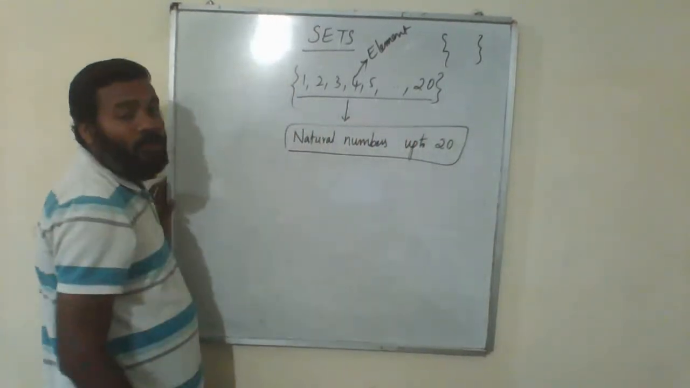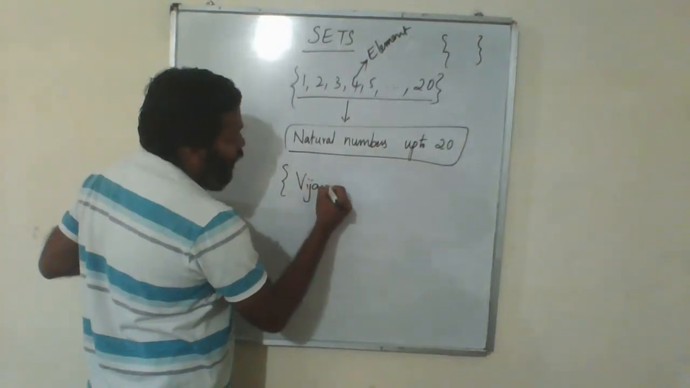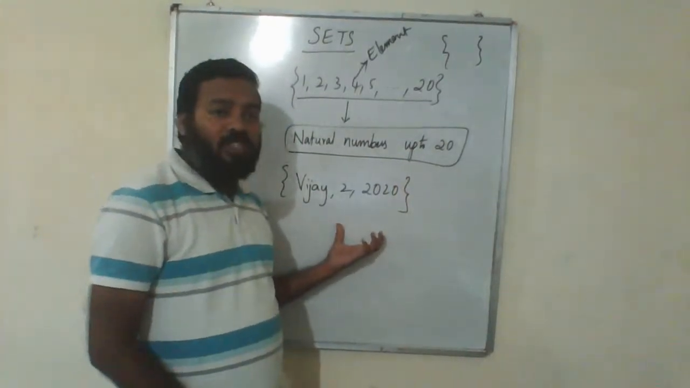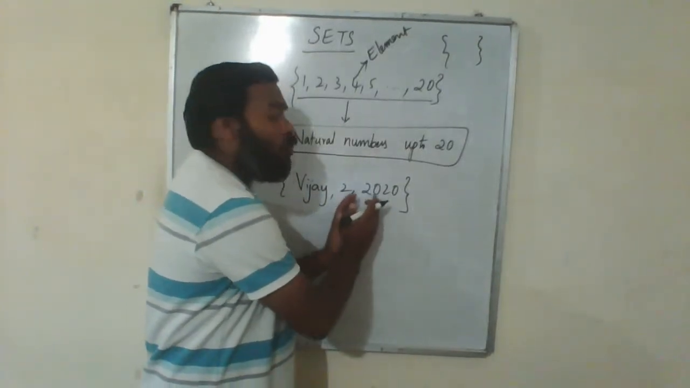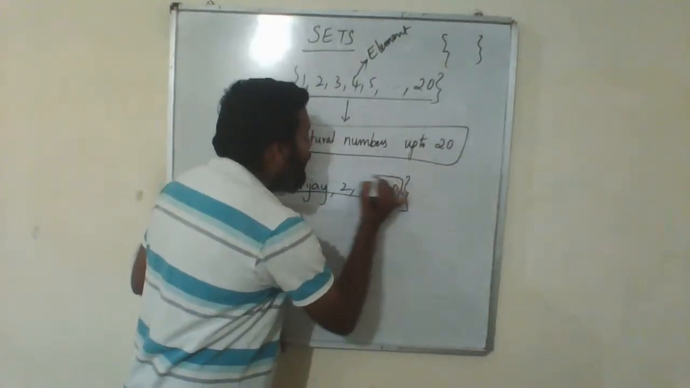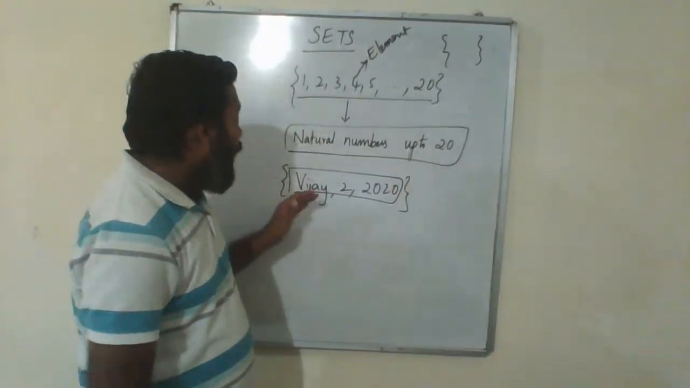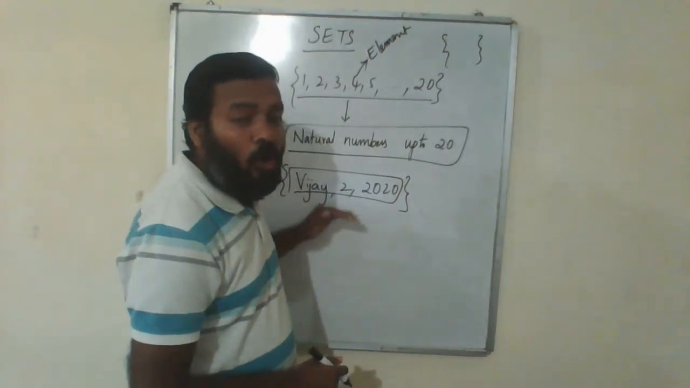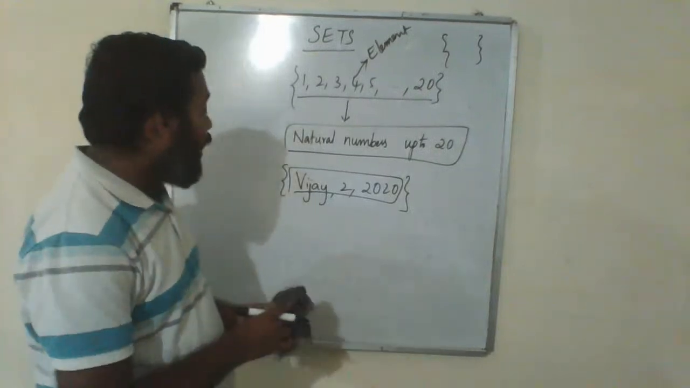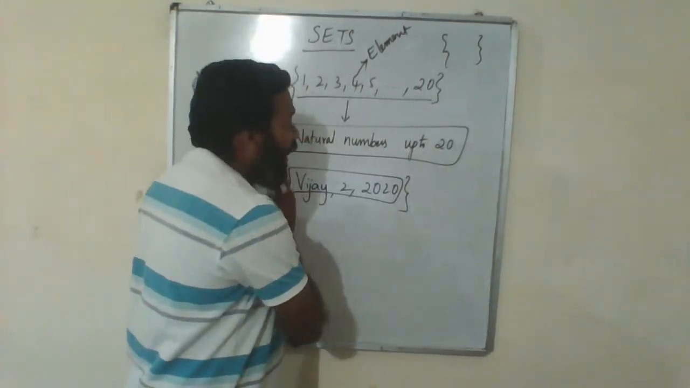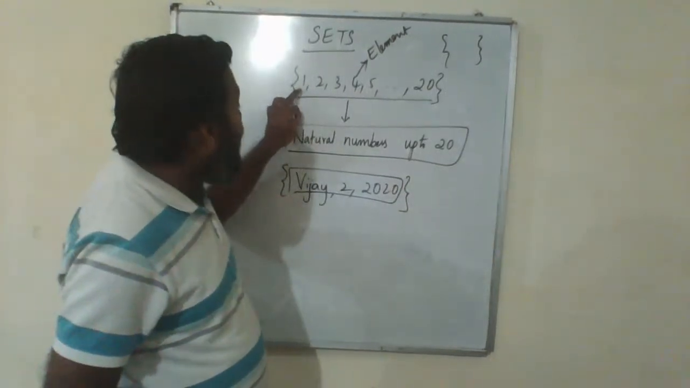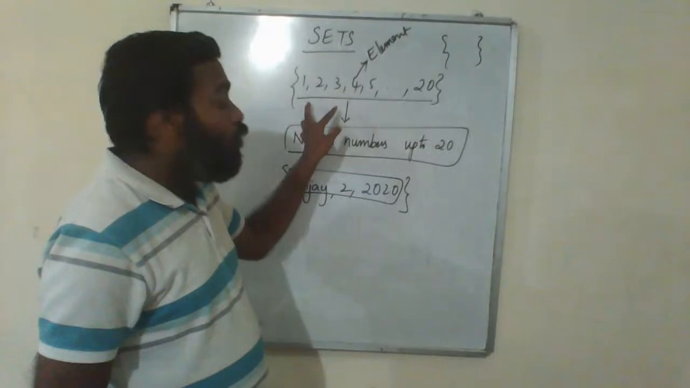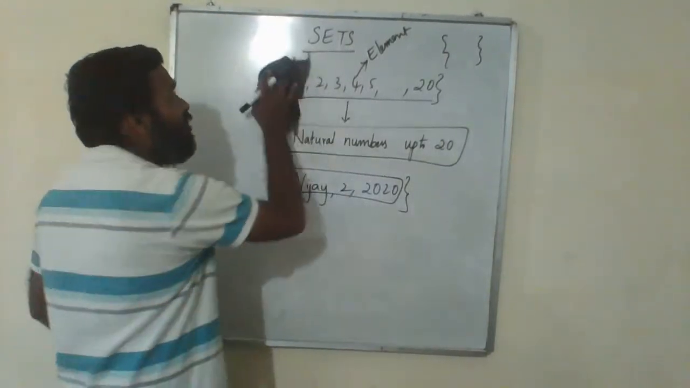The set should have a common rule. If I am writing Vijay, 2, 2020, there is no common rule for this. Vijay is an element of this set, 2 is an element of this set, 2020 is an element of this set. But there is no common rule for this, unlike natural numbers up to 20 in the previous case. There is no common definition for this. So, if you need to say what is a set, you need to have a common definition for every element of the set. That is, 1 is a natural number below 20, 2 is a natural number below 20, 3 is a natural number below 20, 4 is a natural number below 20. Like that, you should have a common definition for the set.